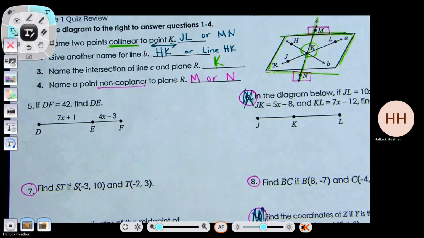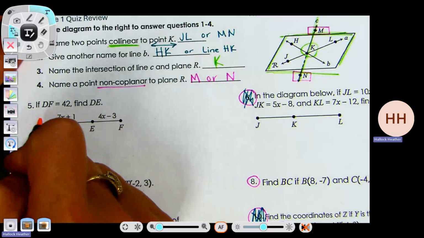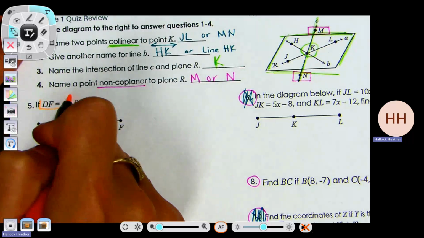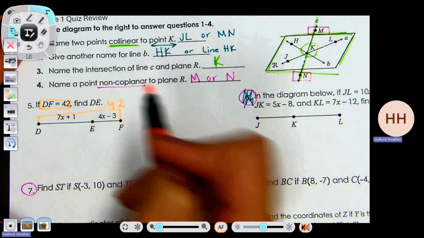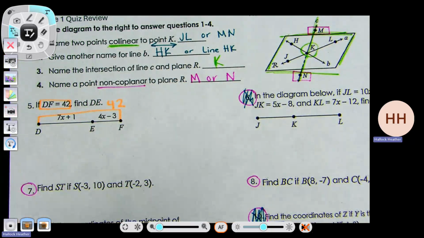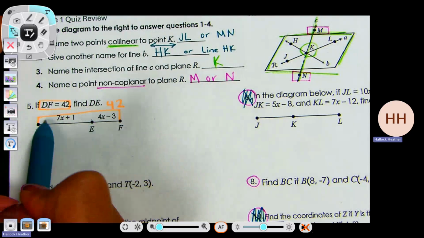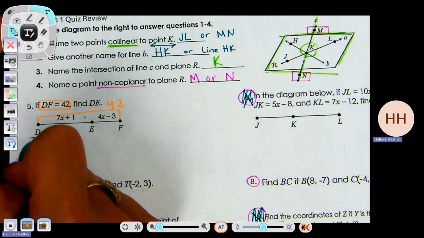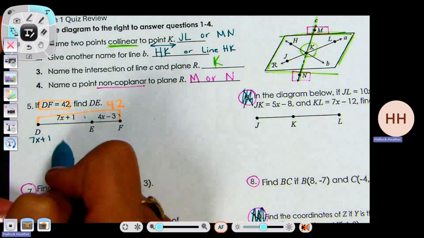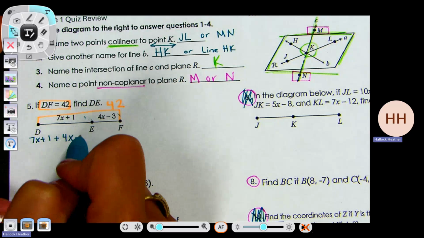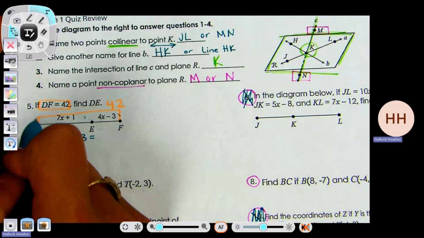Number 5. This one looks very similar to your quiz tomorrow. It says, if DF is 42, find DE. So if I put this in my picture, DF is 42. This whole distance is a length of 42. I'm going to use segment addition to add my pieces together. So I'm doing piece 7x plus 1. I'm adding the other piece, which is 4x minus 3. I'm equaling it to the total.